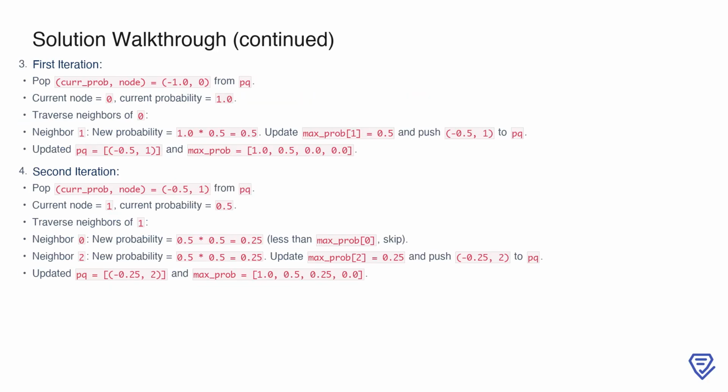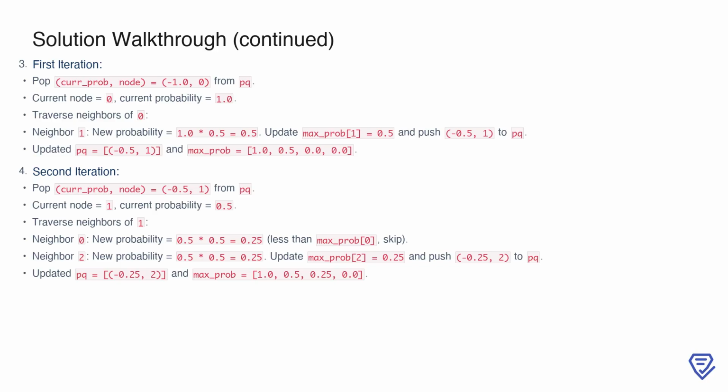In the first iteration for the disconnected graph, we process node 0 with a probability of 1.0. Traversing its neighbors, we calculate the probability to reach node 1 as 0.5. Since this is greater than the current maximum probability for node 1, we update max_prob 1 and push the updated probability into the priority queue. The updated max_prob list and priority queue reflect these changes.